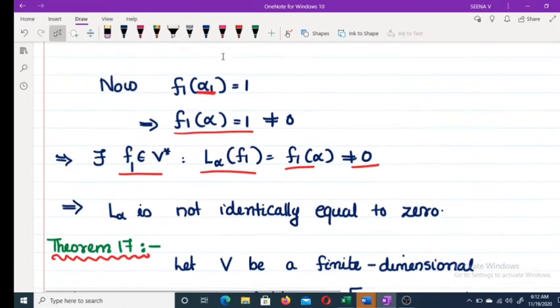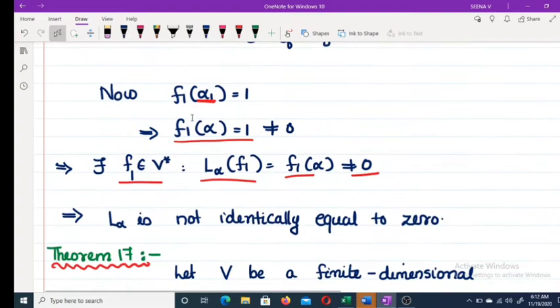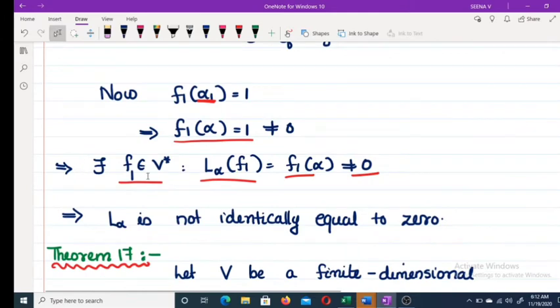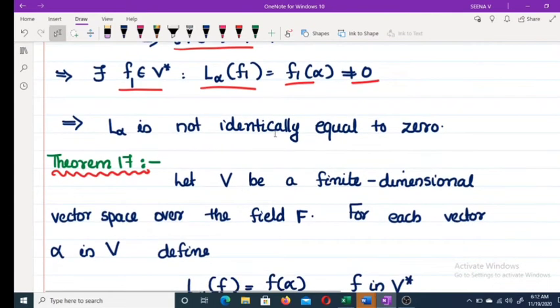Okay, therefore L alpha is not identically equal to 0. Clear? We get a linear functional f1 in the dual basis of V such that f1 of alpha is not equal to 0. Therefore L alpha is not identically 0. Okay, hope it is clear. You must remember, if alpha not equal to 0, then L alpha is not equal to 0.